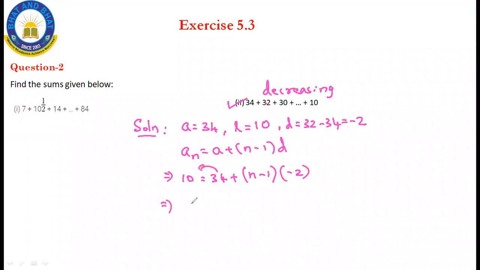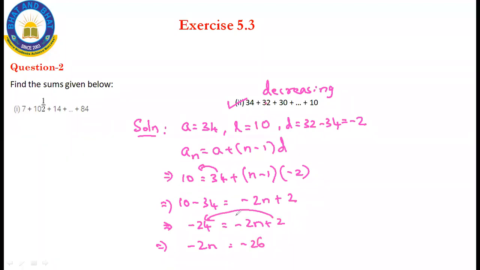So if I take 34 this side, it becomes 10 minus 34 is equal to minus 2n. If I open the brackets, minus into minus becomes plus, so plus 2. 10 minus 34 is minus 24, equal to minus 2n plus 2. That implies, if I write the RHS first, minus 2n is equal to, if I take it this side, it becomes minus 26, because plus will become minus this side, minus 24 minus 2 is minus 26. Therefore, n is equal to 13.